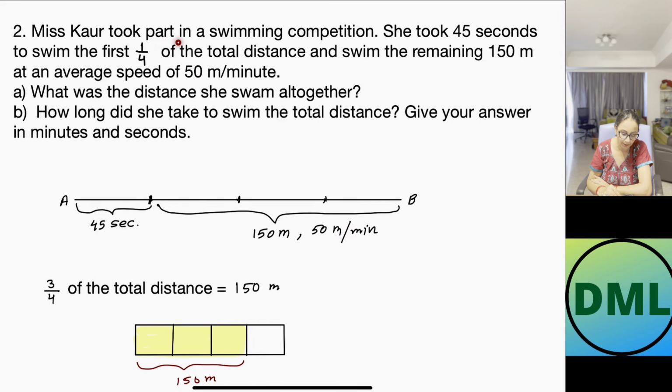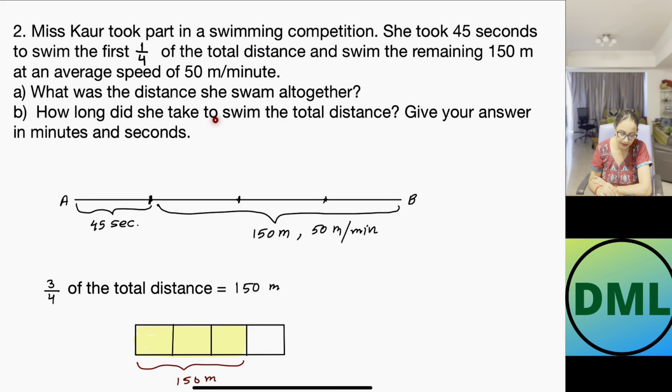Mrs. Kaur took part in the swimming competition. She took 45 seconds to swim the first 1/4 of the total distance and swam the remaining 150 meters at an average speed of 50 meters per minute. What was the distance she swam altogether?